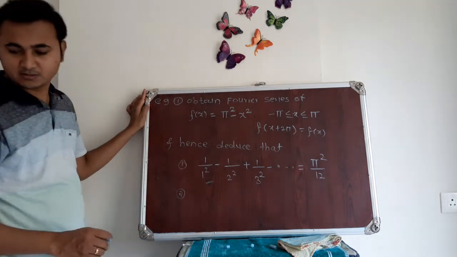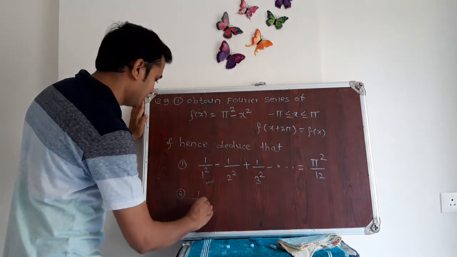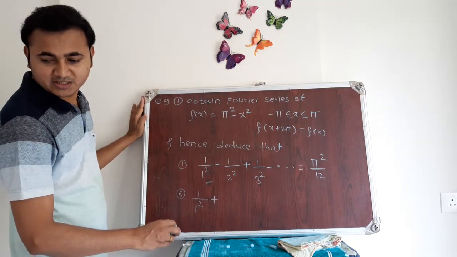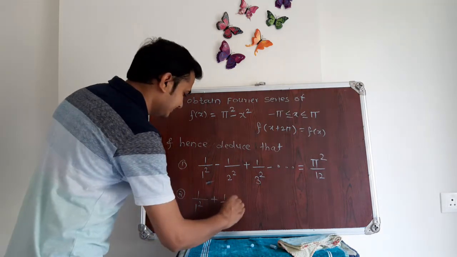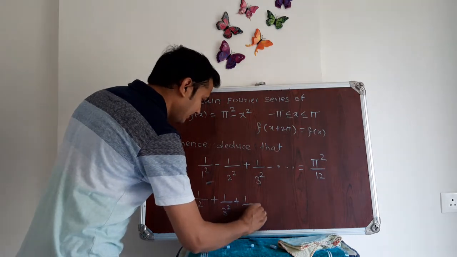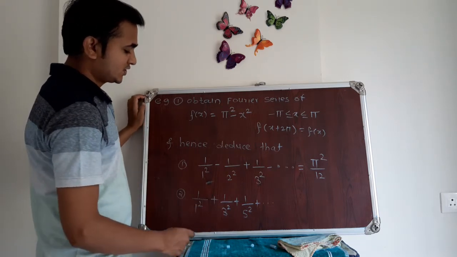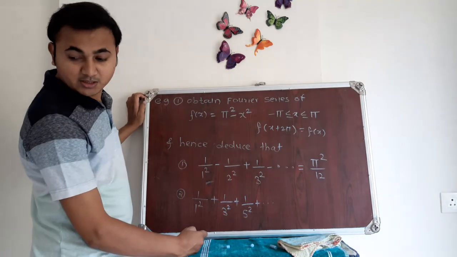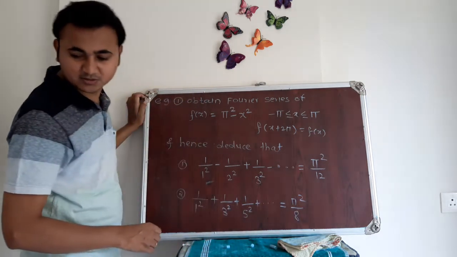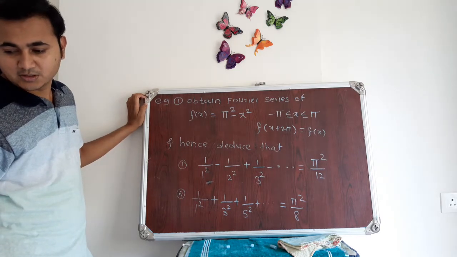And second thing, 1 by 1 square plus 1 by 3 square plus 1 by 5 square and so on, or squares of odd numbers in the denominator, and this sum is pi square by 8.